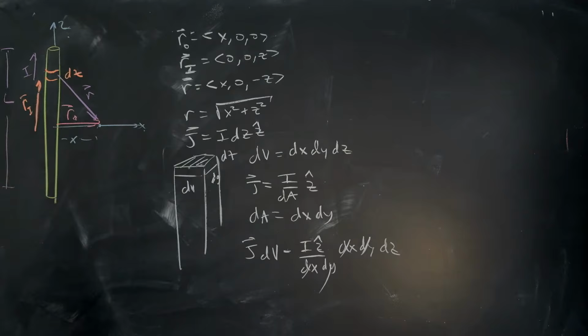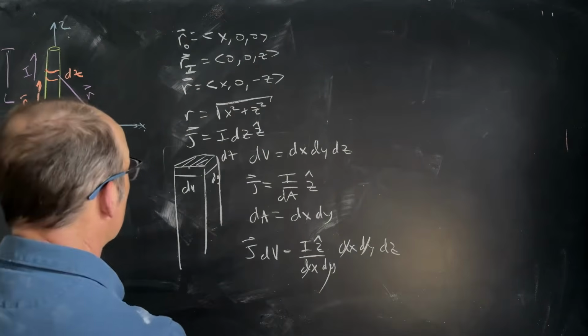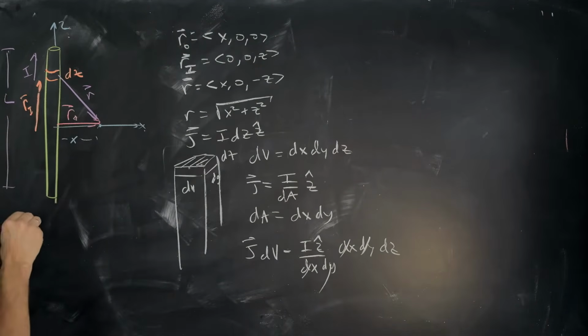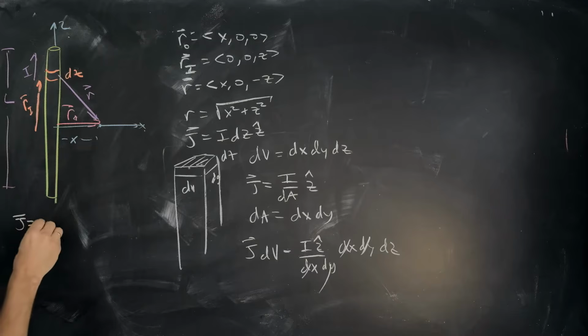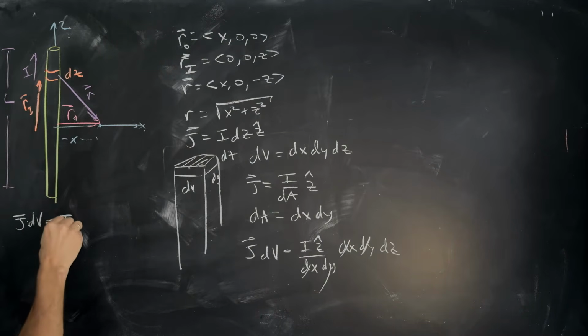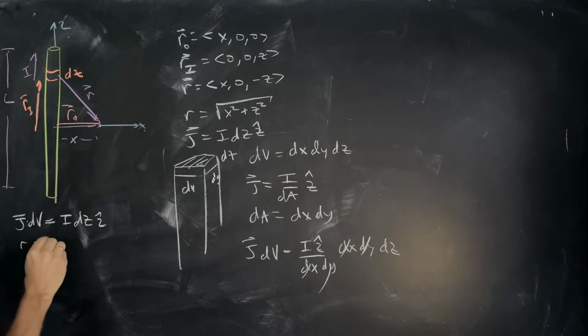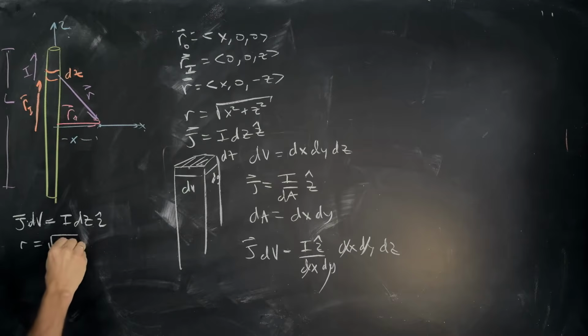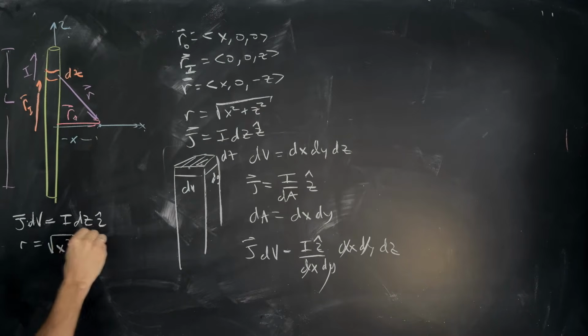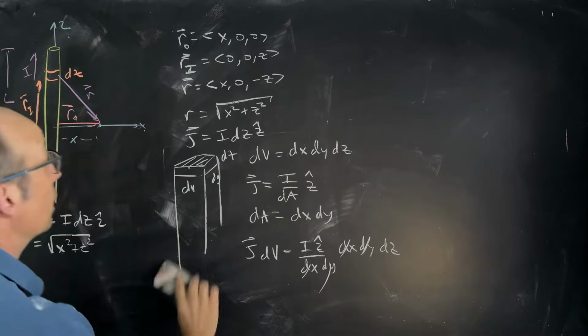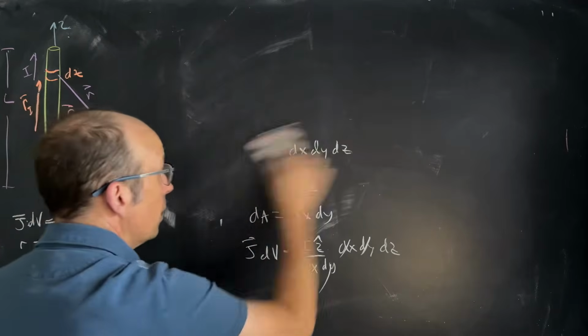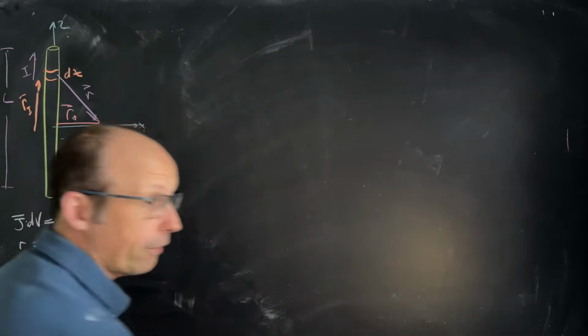Okay, we are ready to start plugging into our equation. Let's put some of these things over here just so we'll remember them. J dV is I dz z hat, and then r is the square root of x squared plus z squared. We wouldn't really forget that. They're pretty easy to remember, so that's fine. But this just gives us more working room.